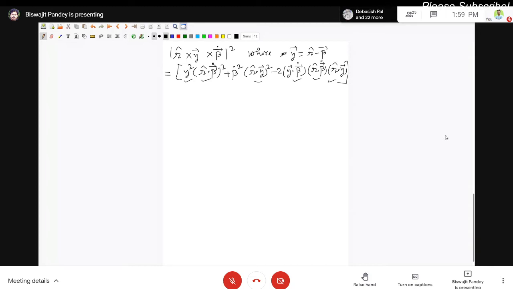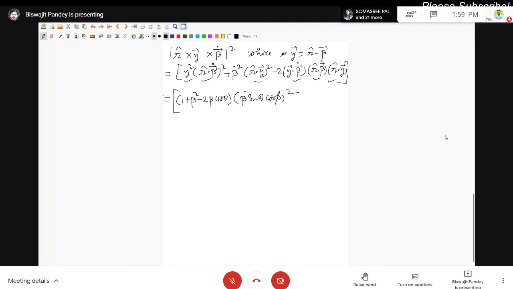Okay, so let us substitute that. We have already calculated y square, so I'm substituting the value of y square first. So y square was how much? y square was 1 plus beta square minus twice beta cos theta. We just calculated this one. And then r cap dot beta dot is beta dot sine theta cos phi, squared. Okay, first term is done.